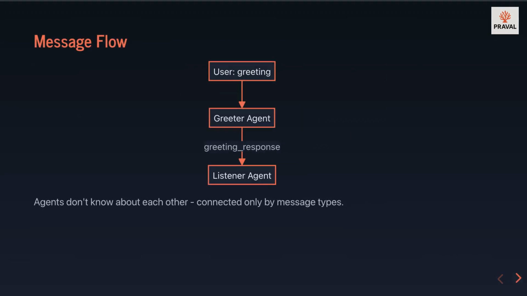Let's visualize what's happening. The user sends a greeting message. The greeter agent picks it up and broadcasts a greeting_response. The listener receives that response and prints it. Notice that these agents have no idea about each other. They're connected only through the message types they care about.